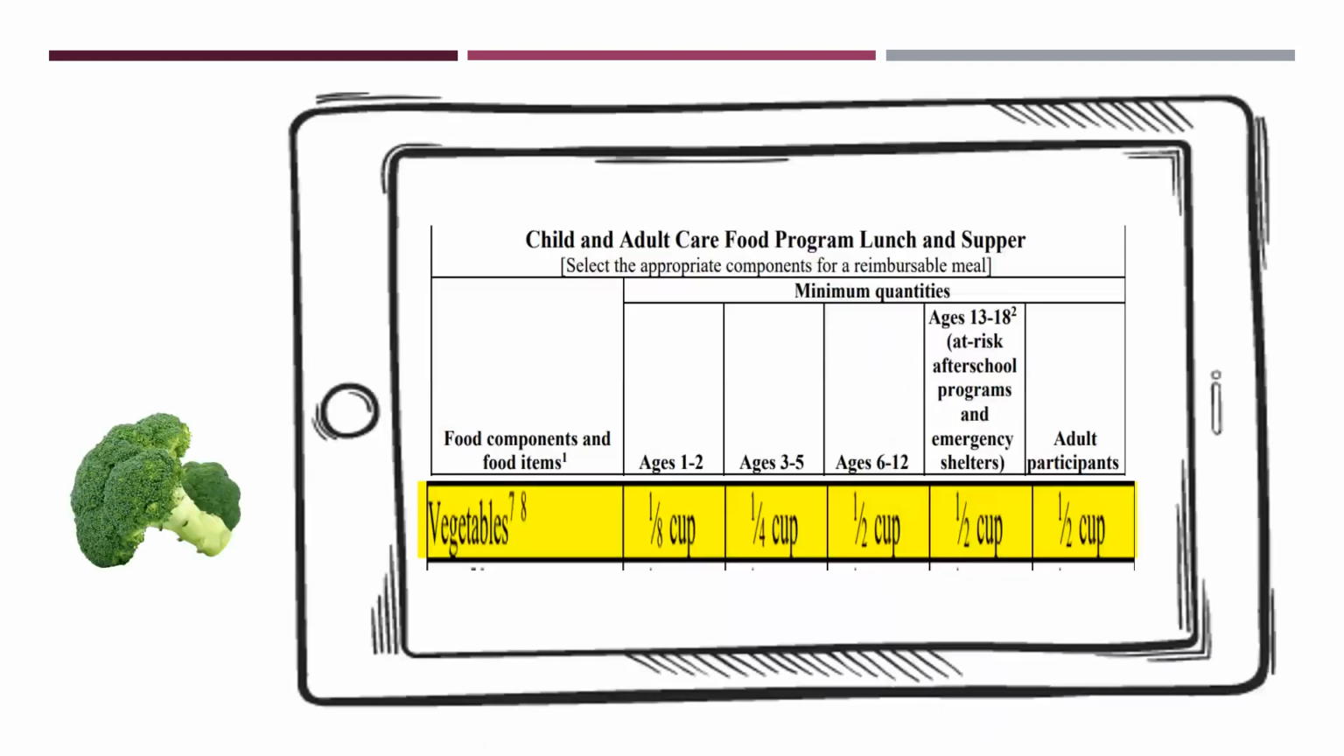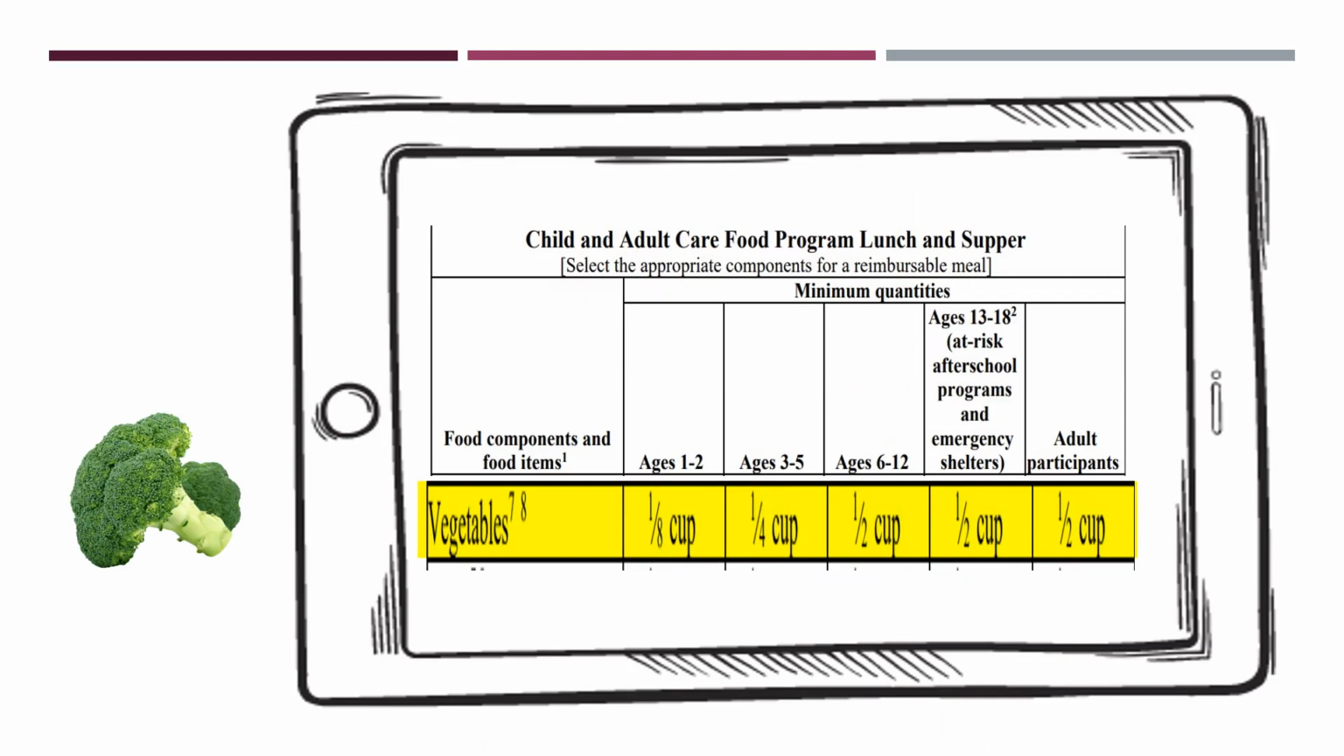Let's move on to the vegetable component and minimum serving sizes per age group. You can see that ages 1 and 2 must be offered 1/8 of a cup. Ages 3 to 5 must be offered 1/4 of a cup.